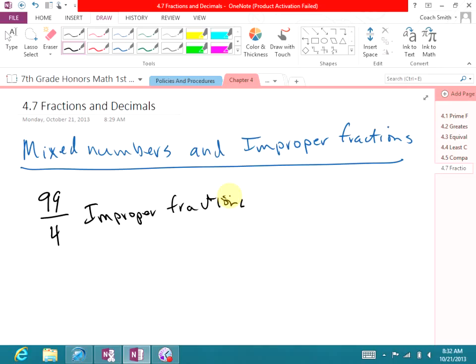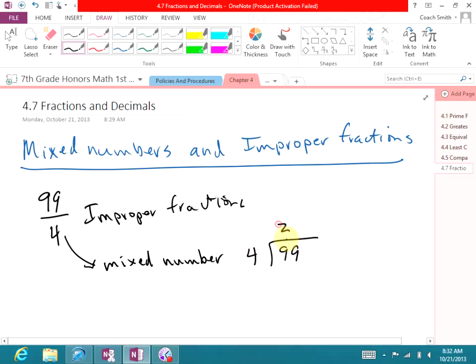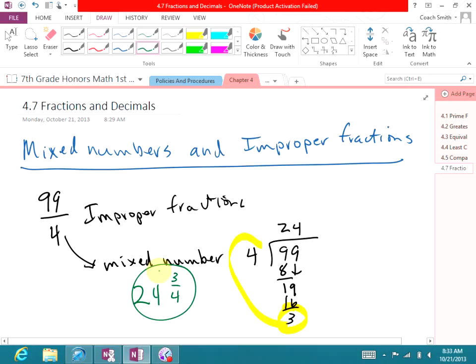Okay. To change this to a mixed number, you simply divide 4 into 99. 4 goes into 9 twice, be 8. Remainder 1, bring down the 9. 4 into 19 goes 4 times, be 16. Remainder 3. Take the 3 and put it over the 4, and so that gives me 24 3/4. Okay?